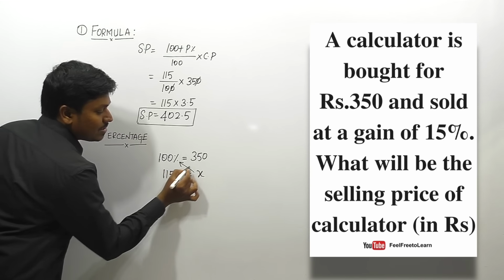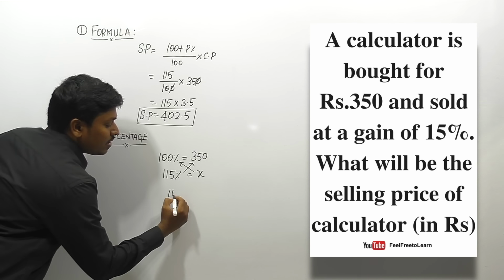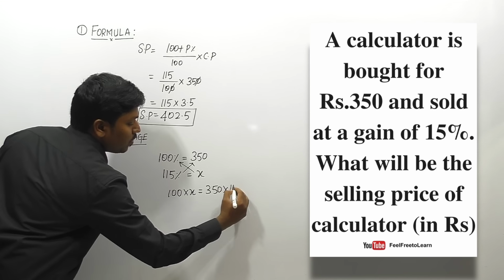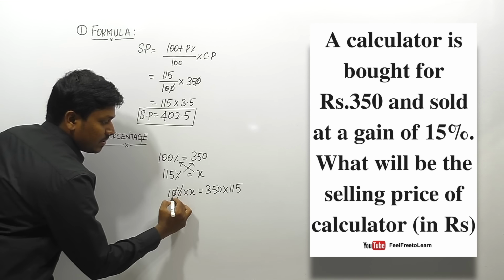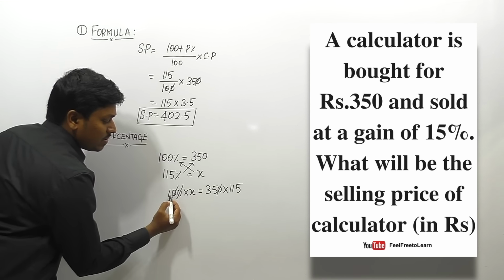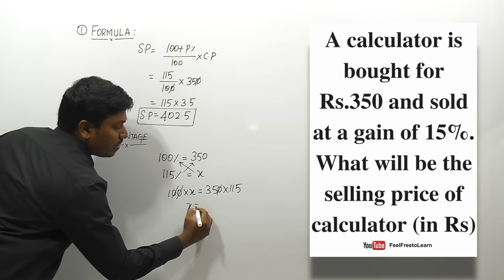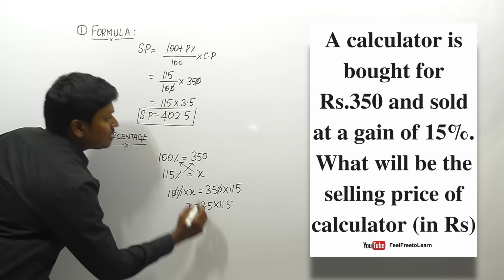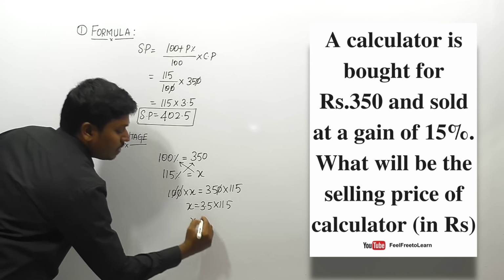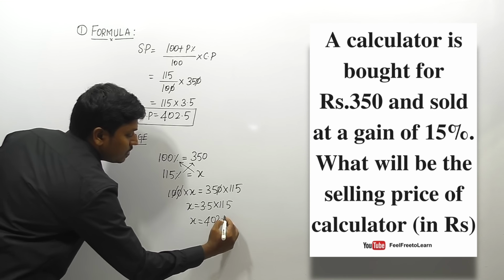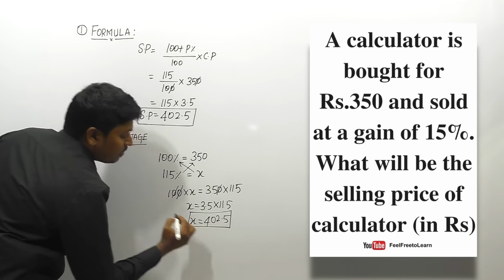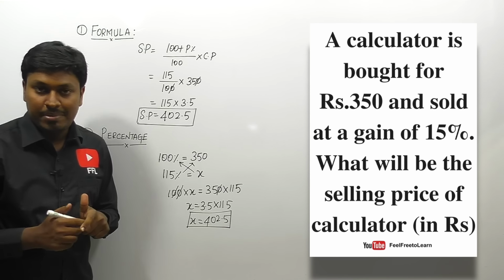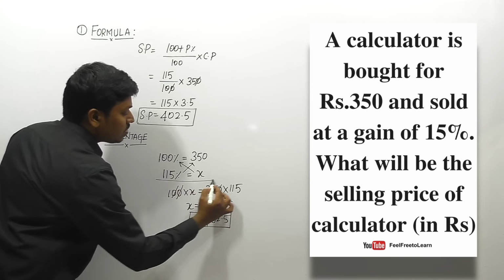Similarly, we need to cross multiply. So 100 into X is equal to 350 into 115. So we can cancel 0, 0. Similarly, we can cancel 0. So 35 divided by 10 will be 3.5. So 3.5 into 115, where 115 into 3.5 will be 402.5. So finally, after solving this question in both methods, the selling price of the calculator will be 402.5.